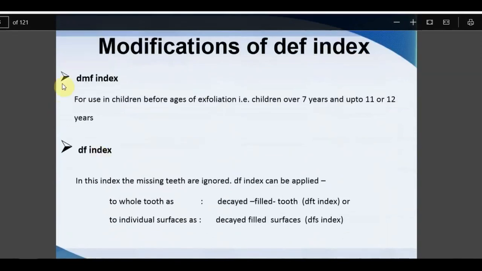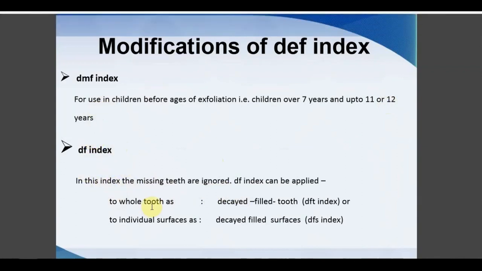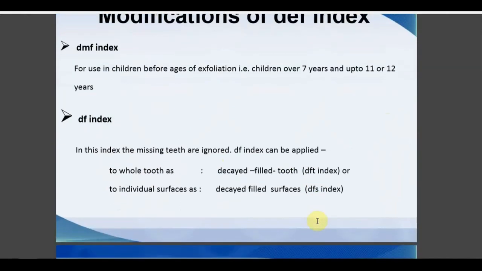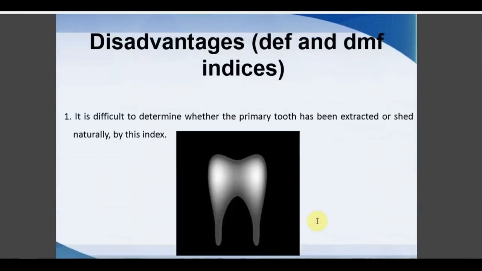The modification of the DEF index is DMF, for use in children before the age of exfoliation, that is, children over 7 years and up to 11 or 12 years. In this group we can use DMF, because by this time all the teeth must have erupted, it is mixed dentition time, and exfoliation will be done by 12 years. So we can use DMF, missing due to caries. The DF index: in this index, the missing teeth are ignored. Because of this controversy, the M category is removed, and we say DFT or DFS index. The disadvantage is that it is difficult to determine whether the primary tooth has been extracted or shed naturally. That is the main disadvantage.